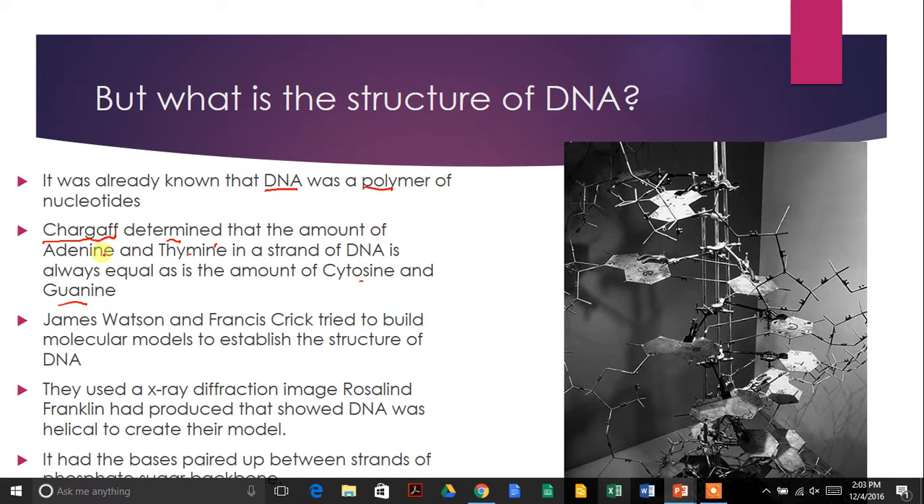So the number of adenine bases in a long piece of DNA was always equal to the number of thymine bases in that same piece of DNA, and also the number of cytosine bases in that long strand of DNA was the same as the number of guanine. This was what was already known.